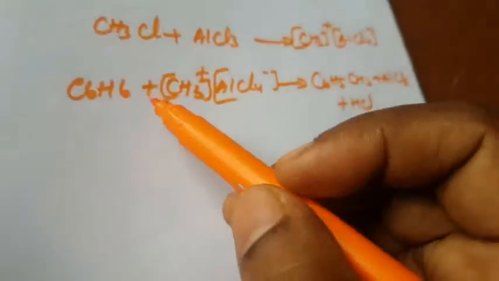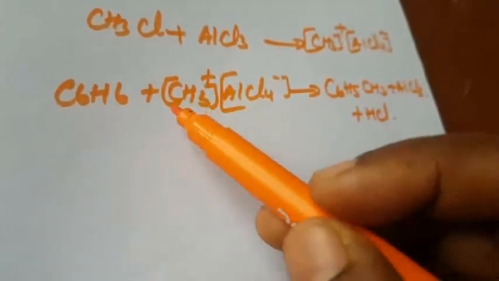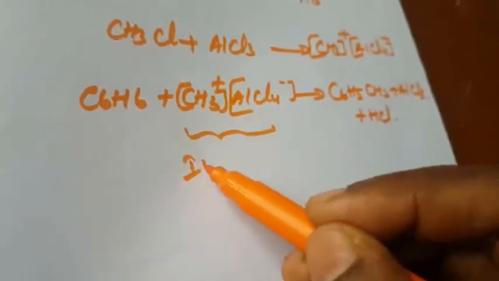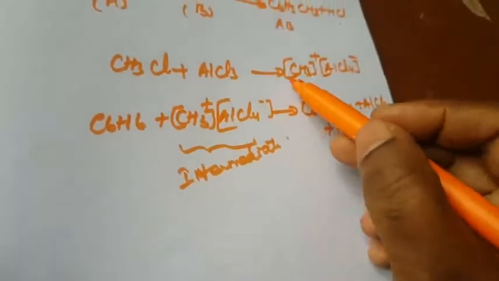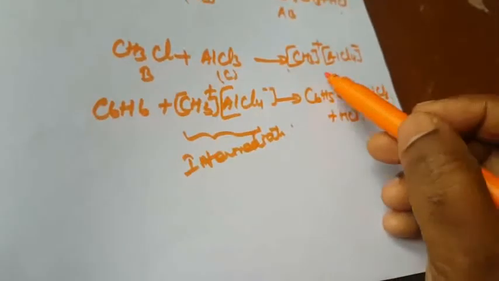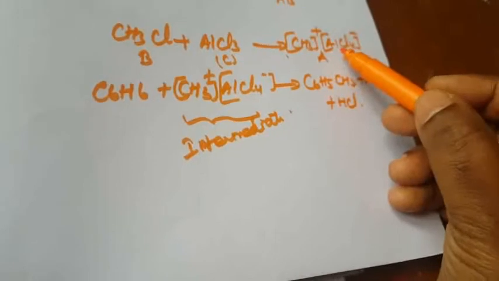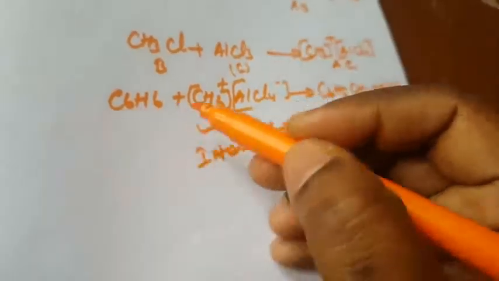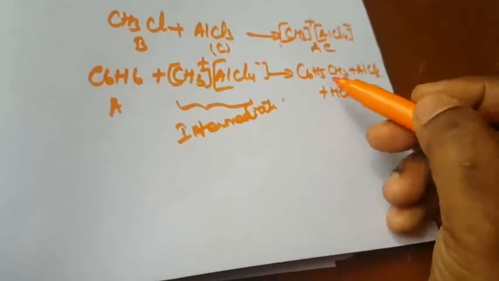That is the benzene. The ionic compound is the intermediate compound. This is B, this is the catalyst, and again it forms the intermediate, A and C, which combines to form the product. This is the intermediate compound theory.